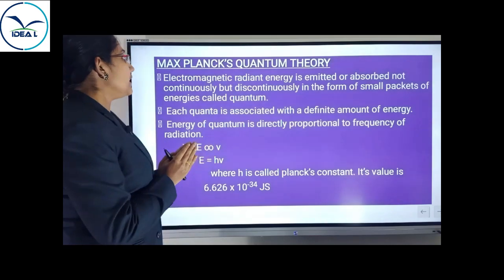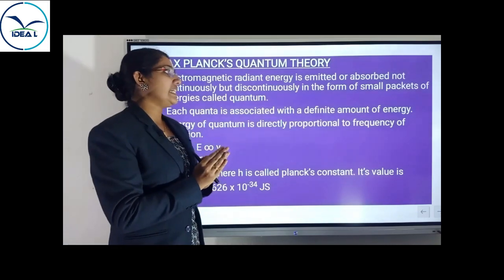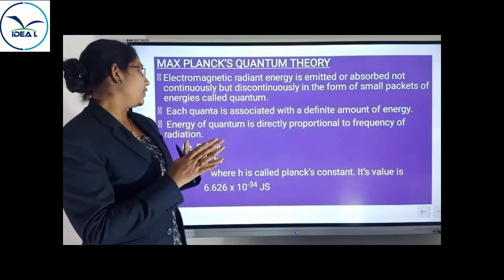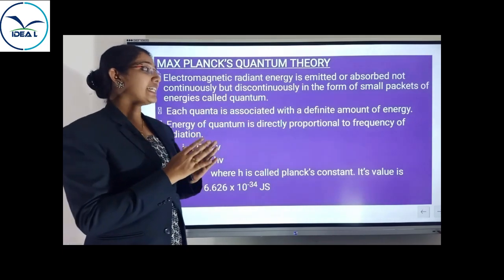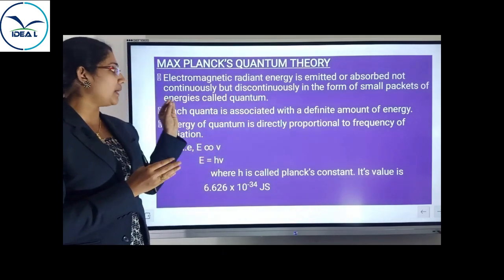Electromagnetic radiant energy is emitted or absorbed not continuously but discontinuously in the form of small packets of energy called quantum.